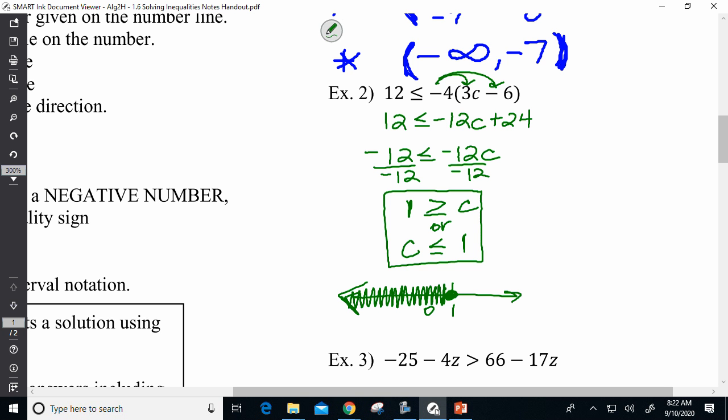So there's your graph. Interval notation is shading to the left, so that's negative infinity to 1. Remember, negative infinity always gets parentheses, but 1 is a closed circle. It's less than or equal to, so the 1 gets a bracket. Bracket indicates that the number is included. The bracket indicates the number is an answer. So there's your 3 representations.